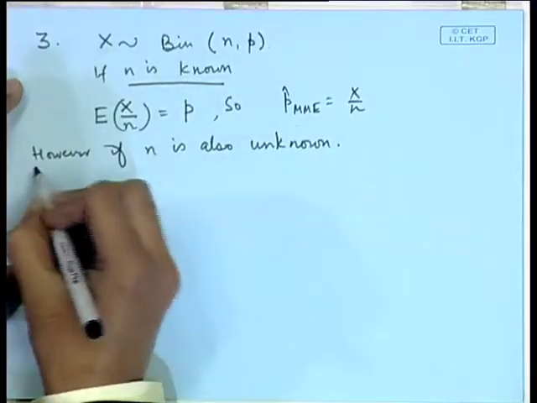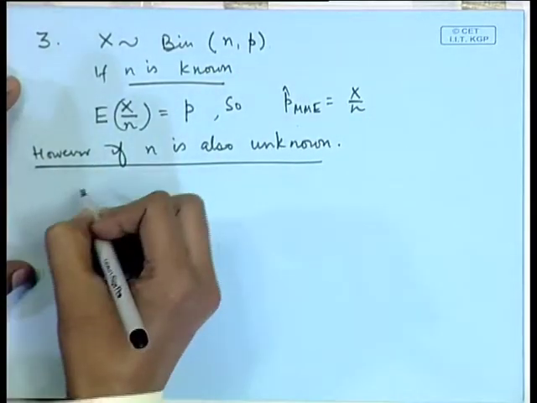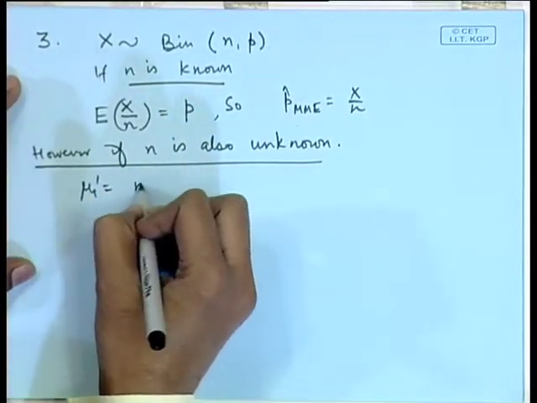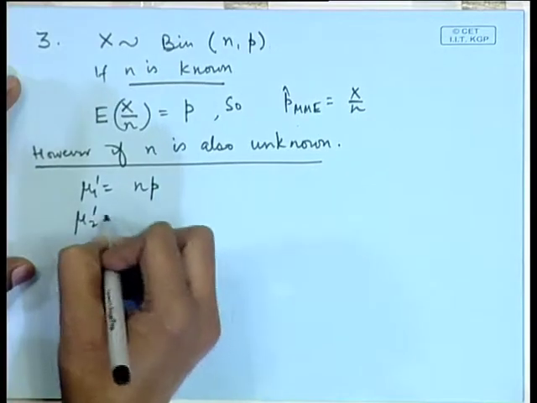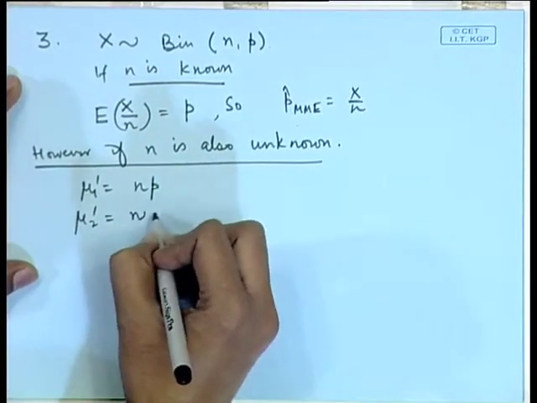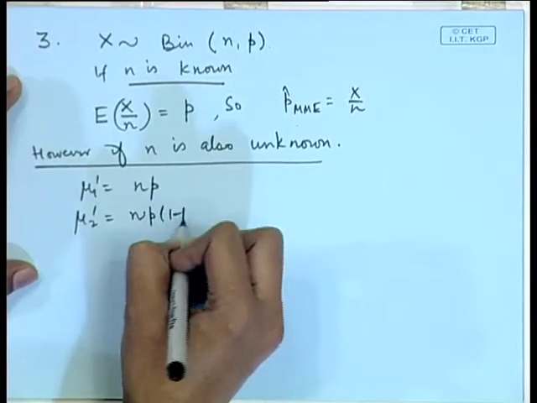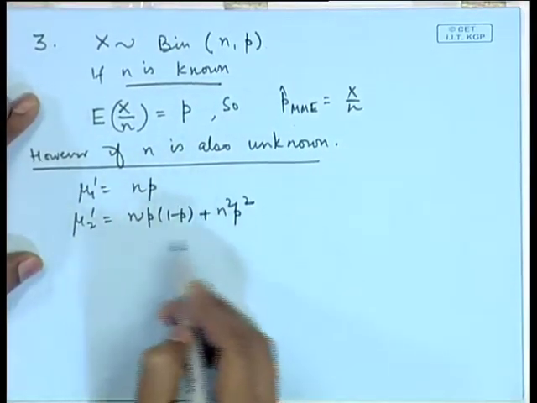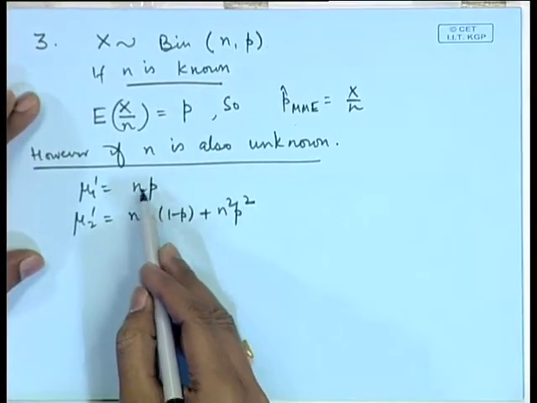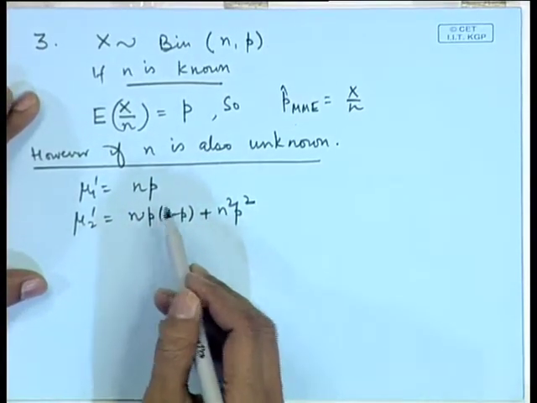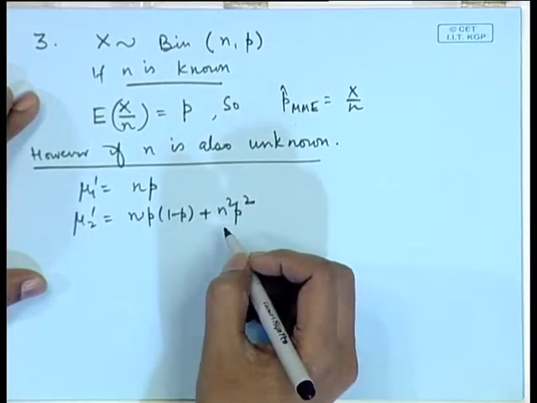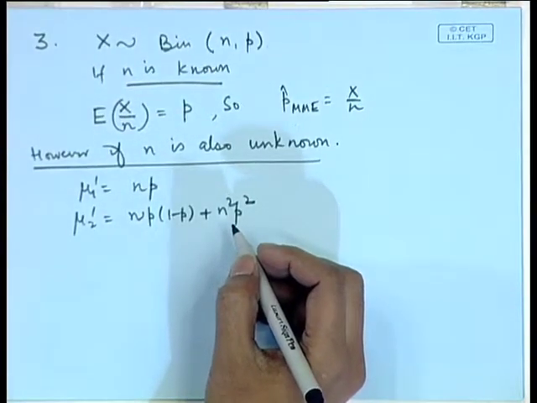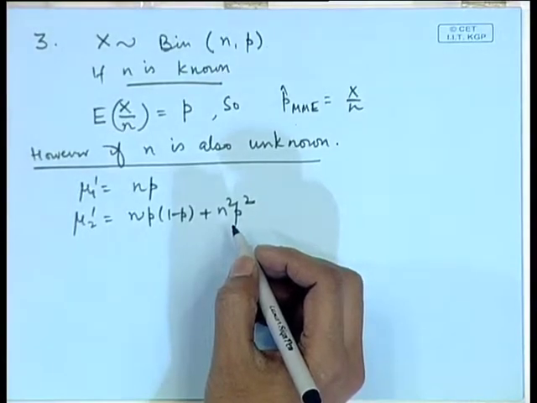In that case, you may write the two moments. You write mu 1 prime is equal to n p and mu 2 prime is equal to n p into 1 minus p plus n square p square. From here we solve for n and p. So, you can look at the solutions. The values will turn out to be slightly cumbersome.